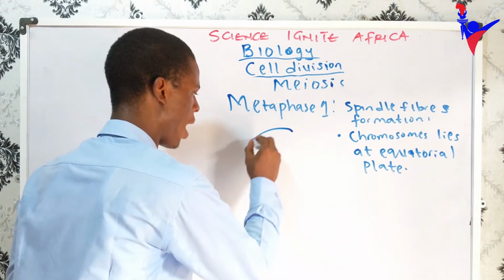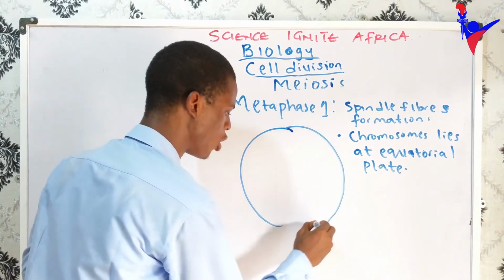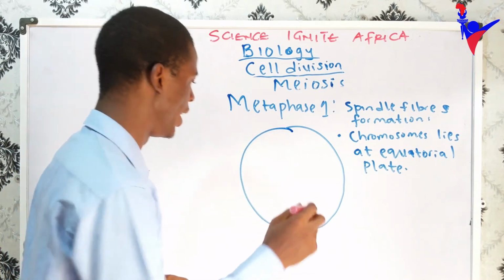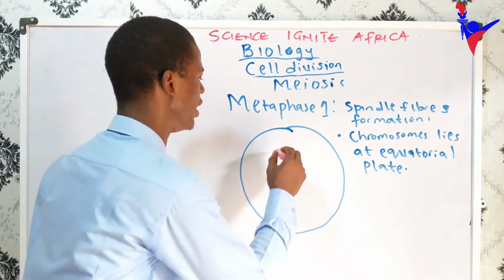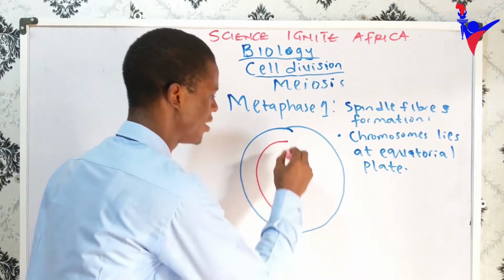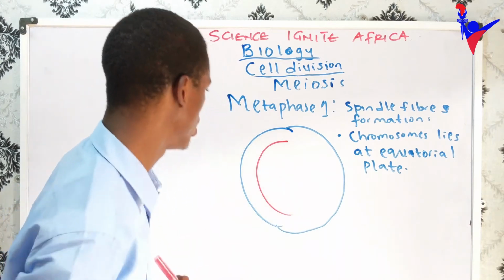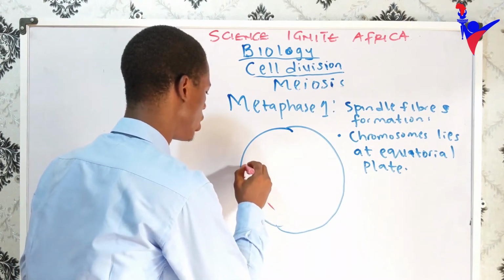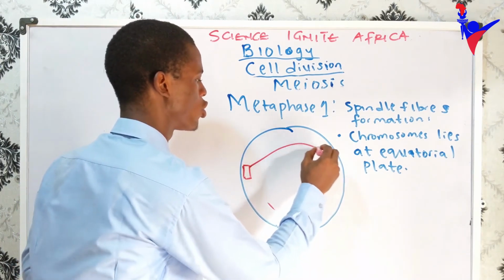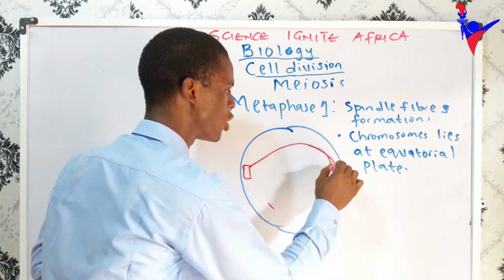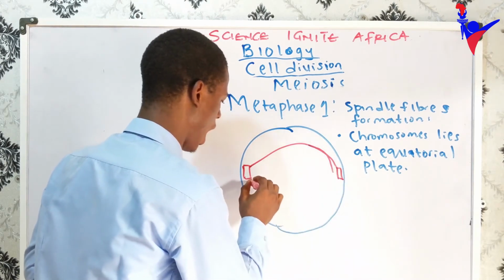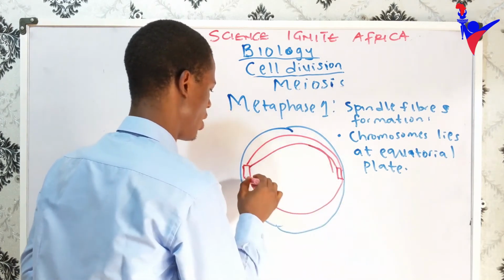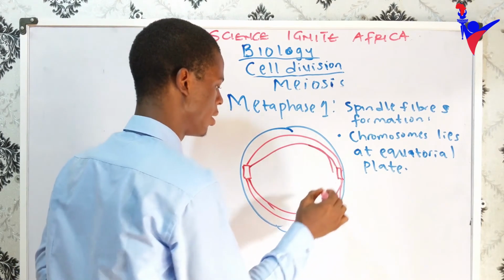So this is just a pictorial diagram. This is your cell membrane. Sorry, I don't know why I get that in my mouth often. We have the formation of spindle fibers. The centrioles have moved towards the opposite poles, and you have your spindle fiber formation.